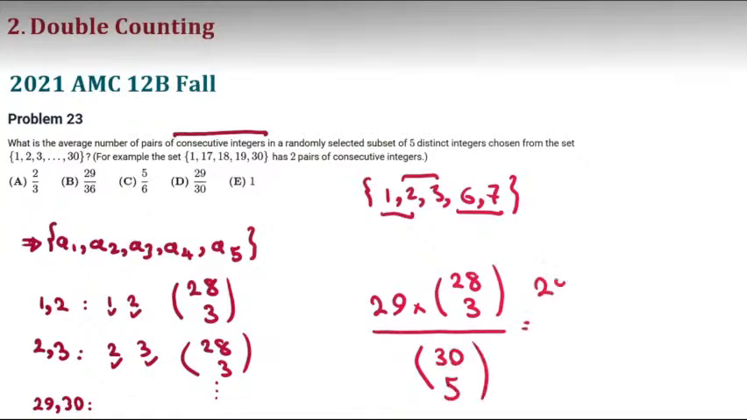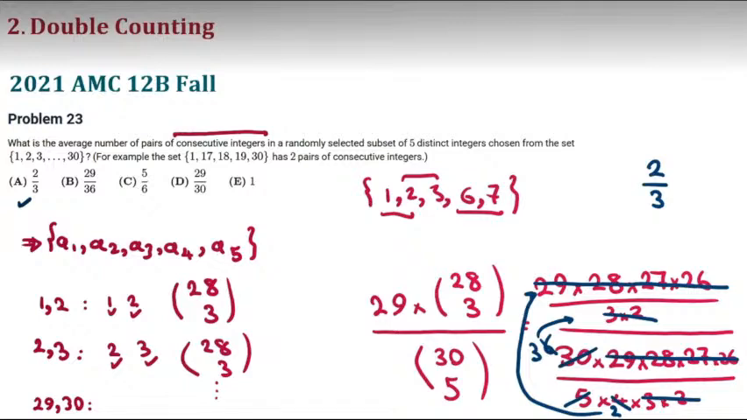So let's calculate. It will be 29 times 28 times 27 times 26 over. After the exam, you will understand the following exam, AMC 2022. You will see how important these ideas are.